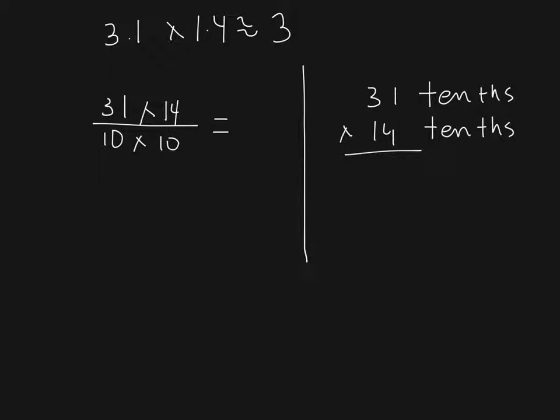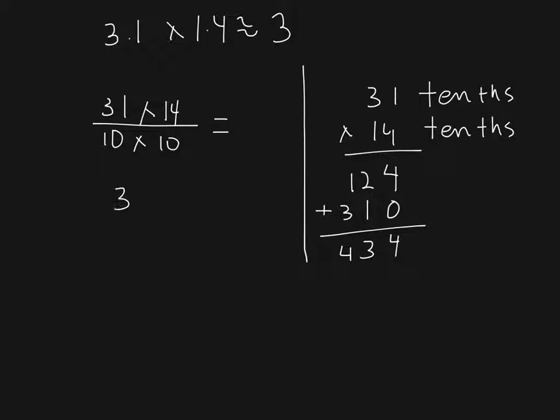4 times 1 is 4. 4 times 3 is 12. I'm going to put a 0 in the tens place, because this is actually 10 times 1, which is 10, and 10 times 3, which is 300. And when I add those together, 4 plus 0 is 4, 2 plus 1 is 3, 1 plus 3 is 4.